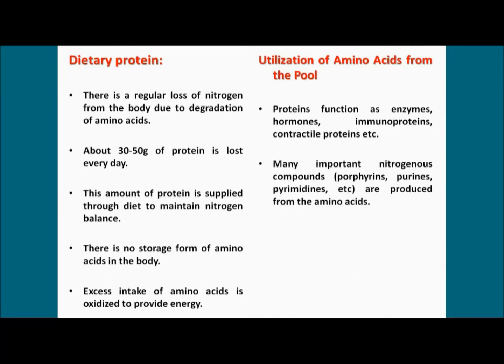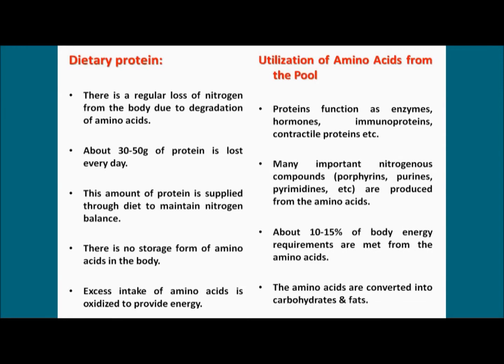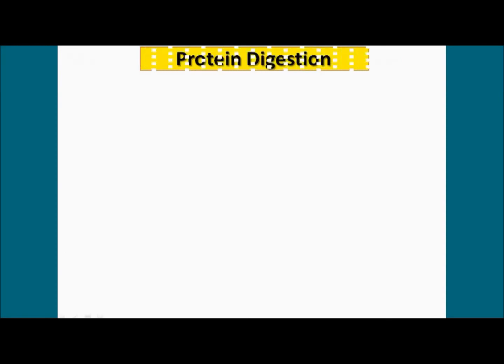The next one is that the most important nitrogenous compounds in your body, like porphyrins, purines and pyrimidines, are generally produced from amino acids. And about 10 to 15% of the body's energy requirements, the ATP the body is using, is derived from amino acids. These amino acids are also converted into carbohydrates and fats, but as such they don't have any storage form in your body.